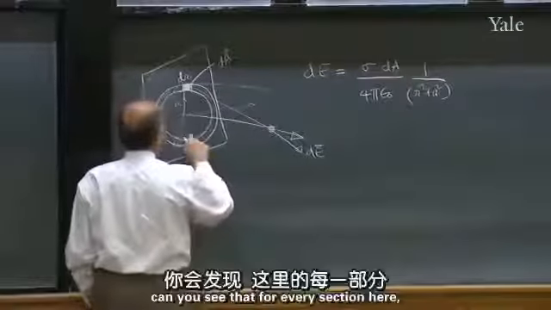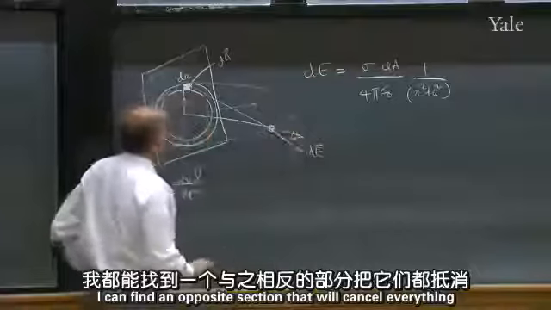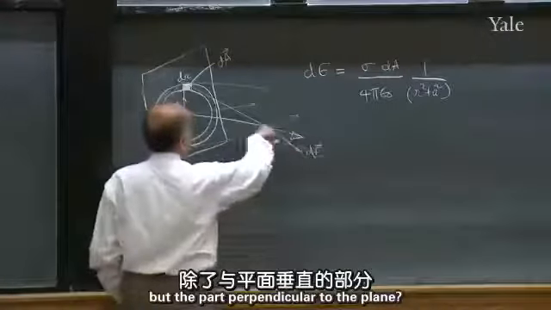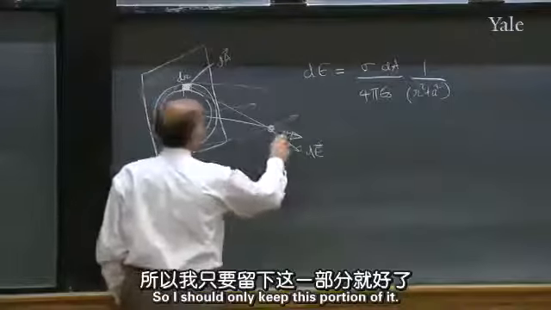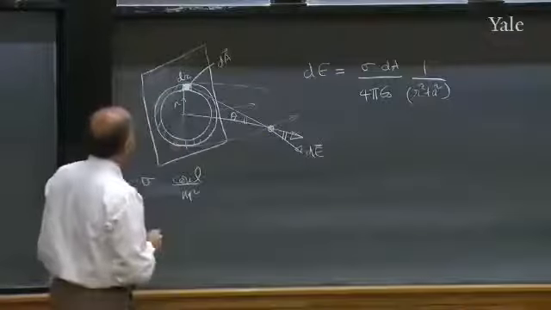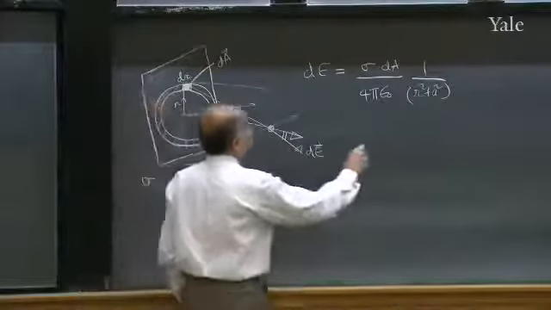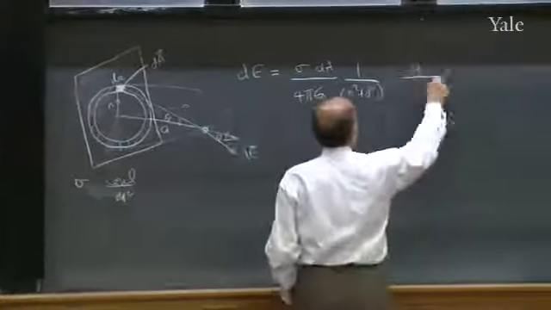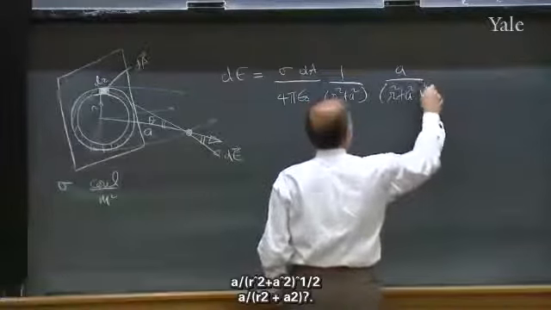Can you see that for every section here, I can find an opposite section that will cancel everything but the part perpendicular to the plane. So I should only keep this portion of it. Namely, I should take the cosine of that theta. And the cosine of that theta is the distance a, just like in the other problem. A divided by r squared plus a squared to the 1/2.